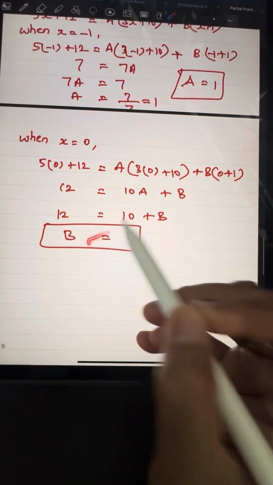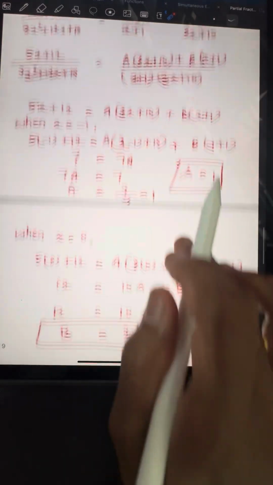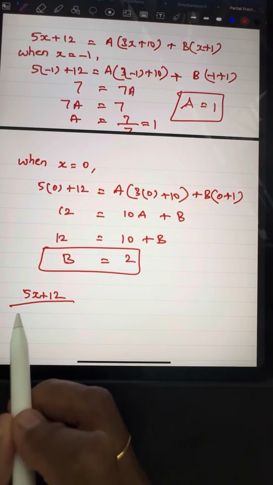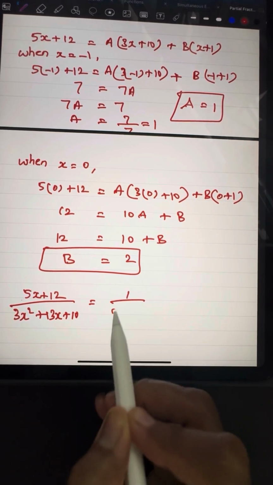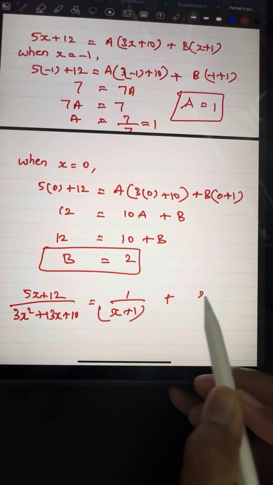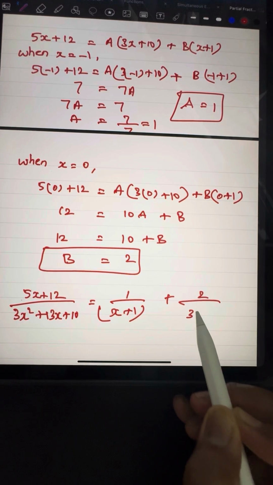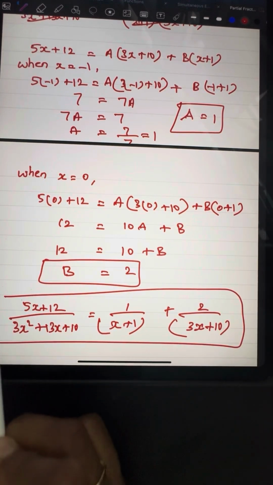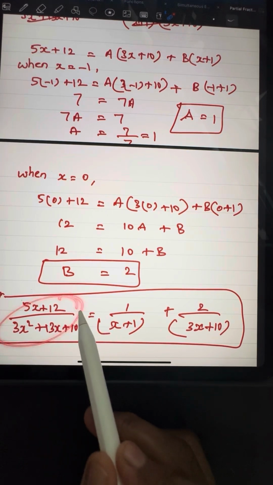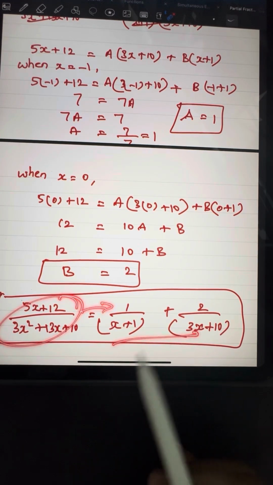Now we know the value of a and b, so we will replace it here. 5x plus 12 divided by 3x square plus 13x plus 10 is equal to 1 divided by x plus 1 plus 2 divided by 3x plus 10. So this is our answer. We have a single fraction here which is separated into two fractions. This is called partial fractions.